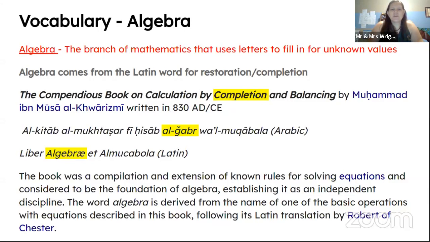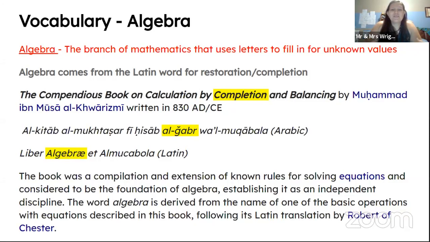It originally comes from a book that was written way back in 830 CE. This book was written in Arabic, and its English translation is the Compendious Book on Calculation by Completion and Balancing. You can see the three words that I have highlighted there are the same word in each translation, English, Arabic, and Latin, and it means completion. If you notice, in Arabic, it's al-gabar, and in Latin, it's algebrae. I don't know how to pronounce those, but they look pretty close to algebra.